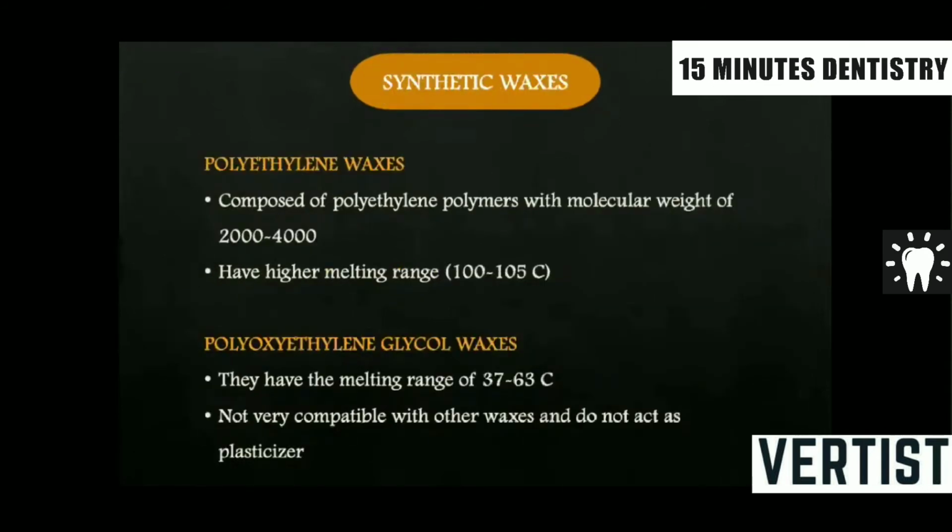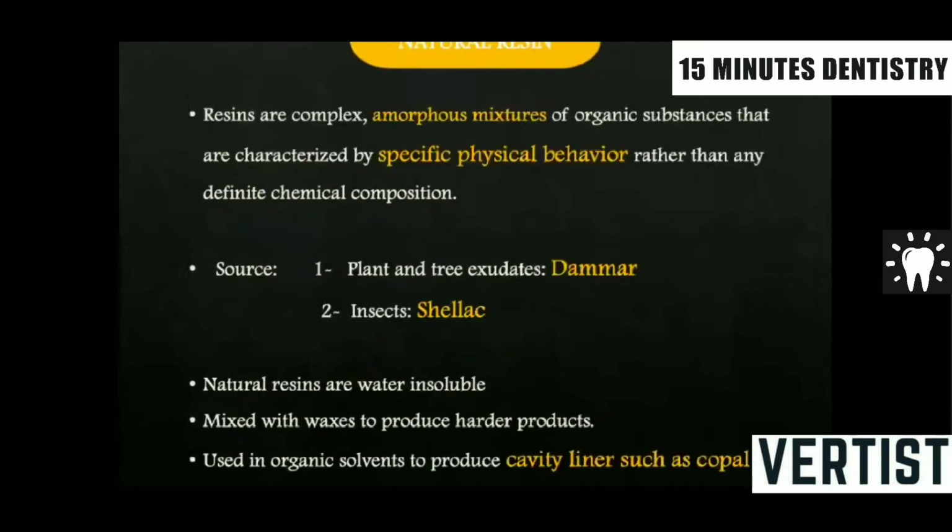What are the synthetic waxes that we use? You have the polyethylene wax and the polyoxyethylene glycol waxes. The polyethylene wax melting range is very high, 100 to 105 degrees Celsius, whereas polyoxyethylene glycol wax has a melting range of 37 to 60 degrees Celsius.